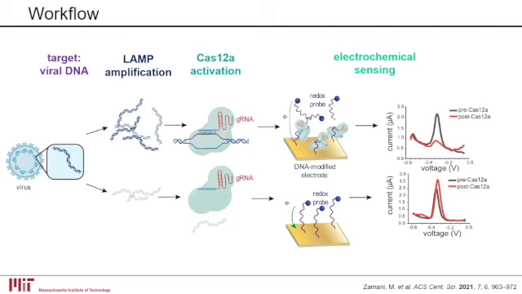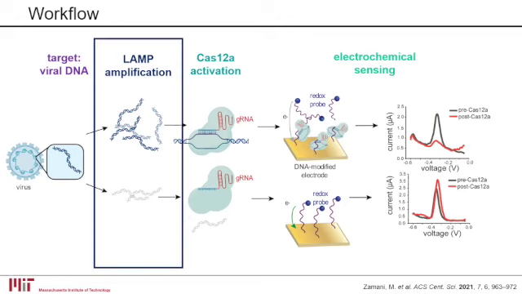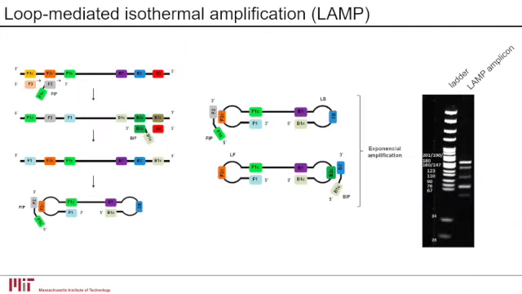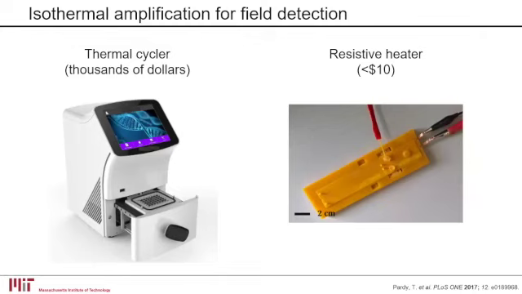But often with viral detection, we need to detect very low copy numbers that are nearly impossible to detect without amplification. So next we incorporated a LAMP amplification step. So LAMP, or loop-mediated isothermal amplification, is basically a nucleic acid amplification method that happens at a single temperature. And all you really need to know about it is you design the series of primers that enables this dumbbell structure to form, and then you get exponential amplification.